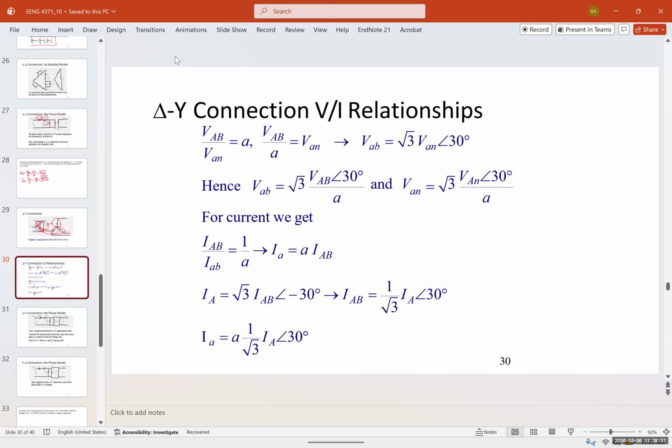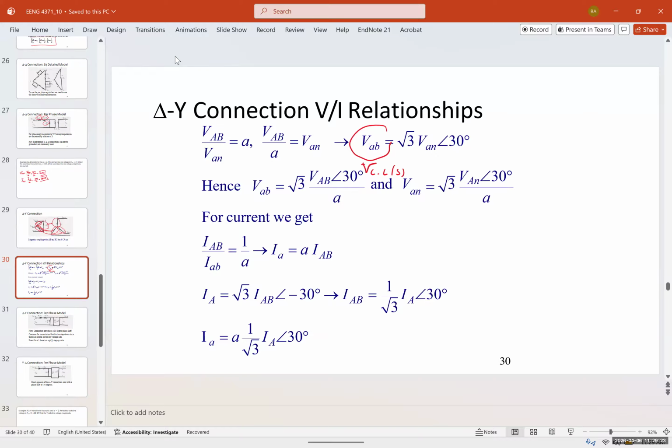VAB over VAN would be equal to A, and VAB over A would be VAN. But VAB itself is going to be square root of 3 VAN with an angle of 30 degrees. Now VAB, the second one, is the line-to-line voltage of the secondary. I can write it like this. VLL of the secondary is going to be square root of 3 VAN of the secondary. But now here we have a 30 degree phase shift as well. Hence VAB is square root of 3 VAB of the primary with a 30 degree angle over A, and VAN is square root of 3 VAN with 30 degrees over A.